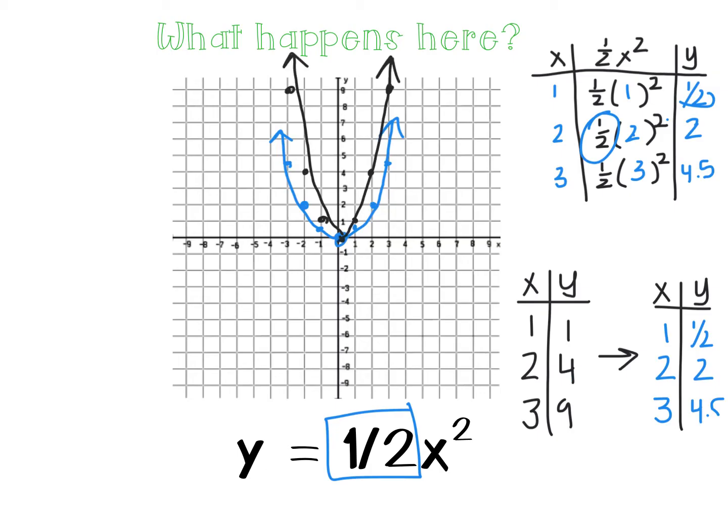So the black is my parent graph, and the blue I can see has been compressed or squished down. I'm taking each point and I'm dividing it in half, 9 to 4.5, 4 to 2, 1 to 1/2. And then the reflection is happening over here. So that coefficient is really impacting the output depending on am I increasing by a number larger than 1 or am I taking a fraction of what it would be.